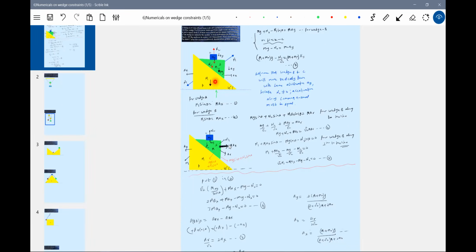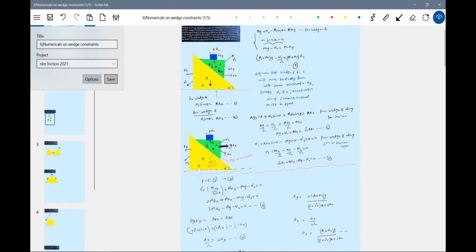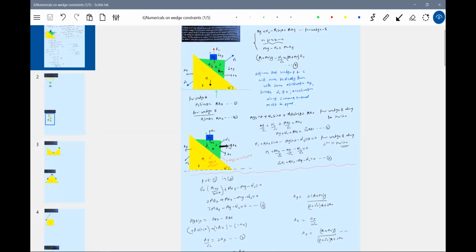What is another method? We'll just assume that the acceleration of wedge B is somewhere in this direction, acceleration of wedge A is like this. Then acceleration along the common normal should be equal. Solve it, you'll get the answer. So three approaches is what you have. Whenever a block is sliding on the wedge, you can manage. I'll go to the next question.